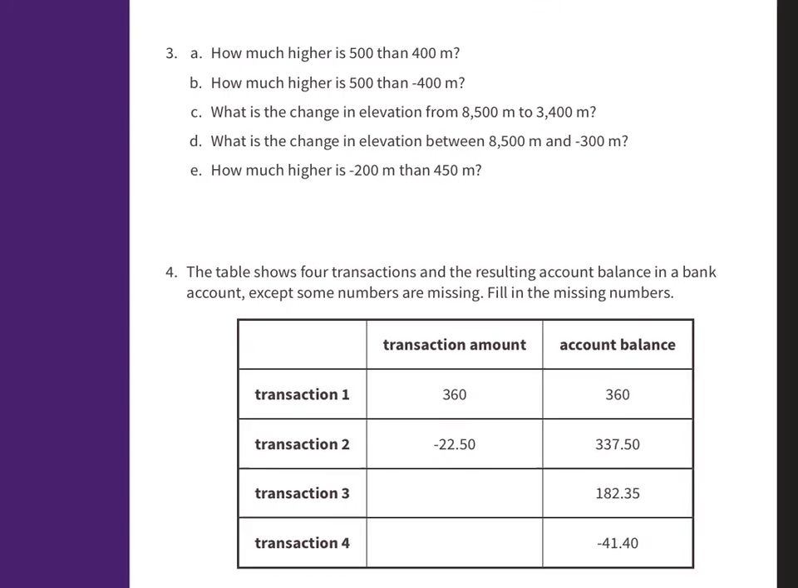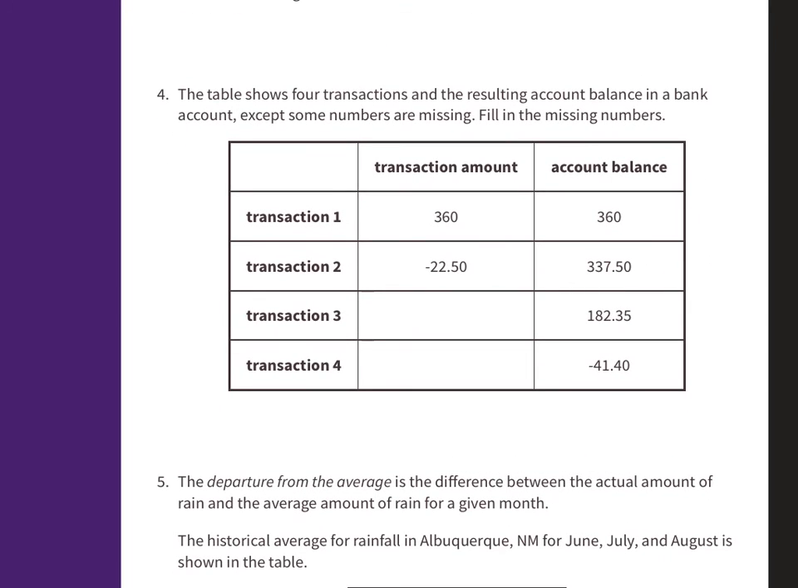Okay? Number 4, the table shows the 4 transactions and the resulting account balance in a bank account, except some numbers are missing. Fill in the missing numbers. So this is a problem from last week. To get this number, we're going to take these two numbers and subtract them. To get this number, we're going to take these two numbers and subtract them. And because they're going down in both cases, it's going to be negative. This one's going to be negative as well.